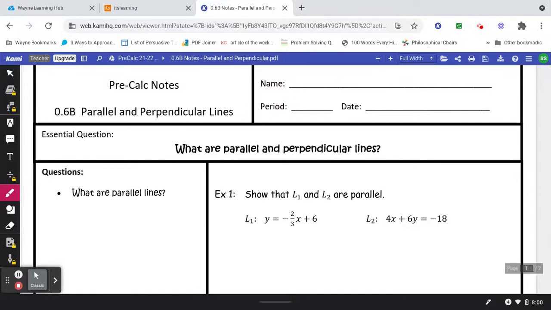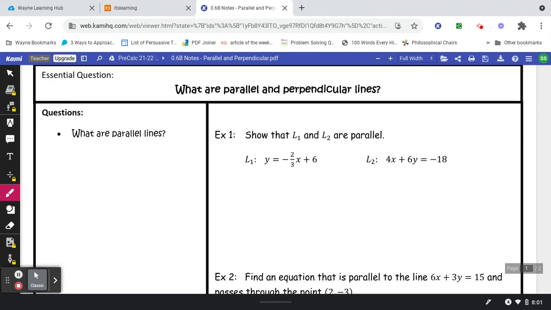These are the 0.6b notes for PreCalc. We're talking here today about parallel and perpendicular lines. So parallel lines, we know, are lines that never cross each other. So they look something like that. In order for that to happen, they have to have the same slope.